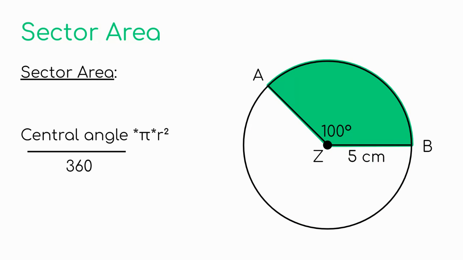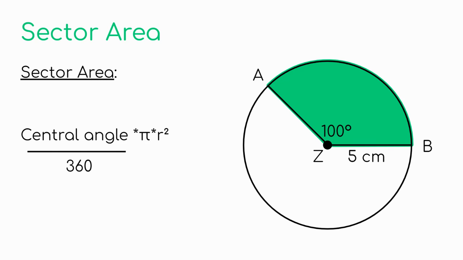So now back to sector area. We want not the area of the whole circle, just the area of that part that's 100 degrees. Our formula looks almost exactly like arc length. We start with our central angle divided by 360, and now instead of multiplying by circumference, we multiply by area, so times pi r squared. It's not going to be any harder than arc length. The end of the formula is just a little bit different.